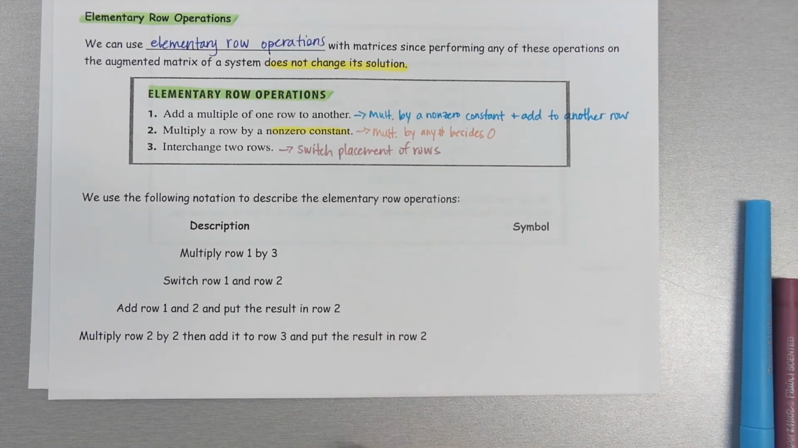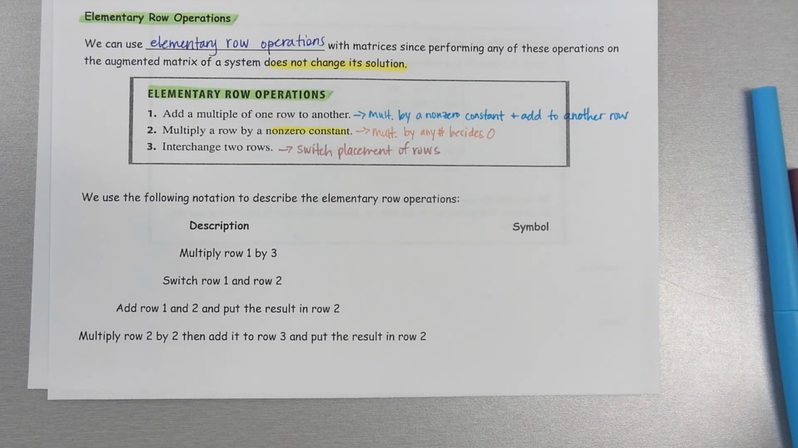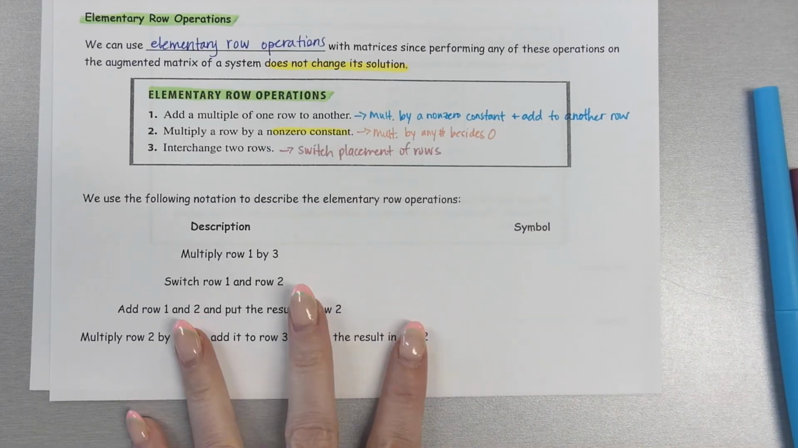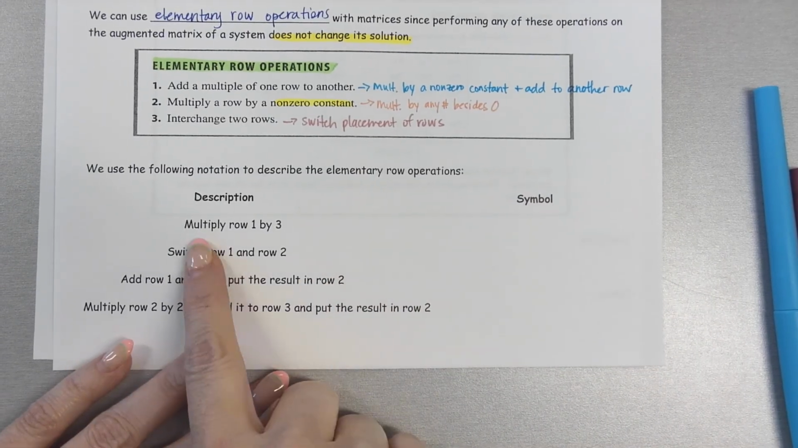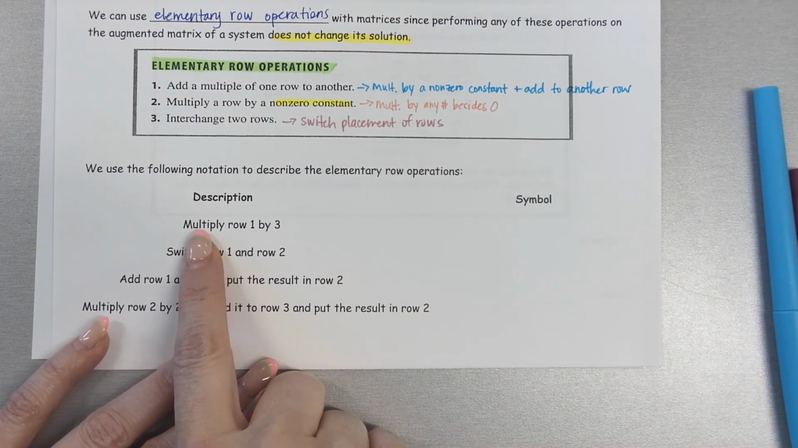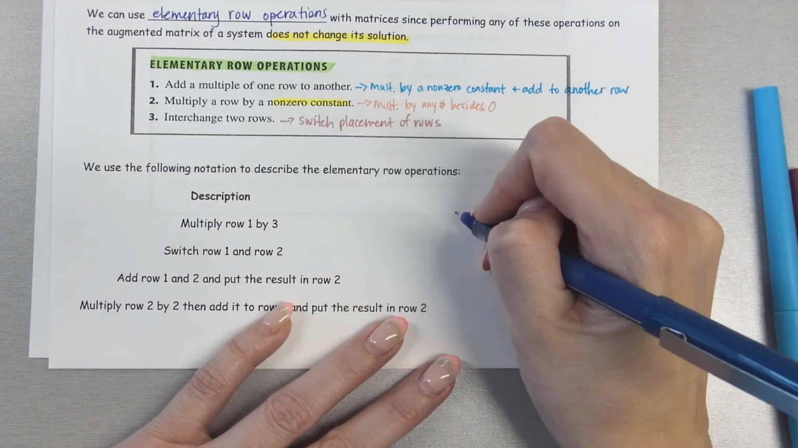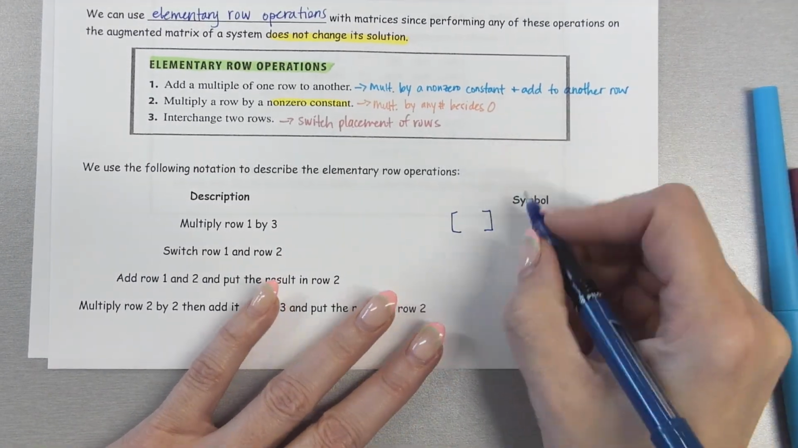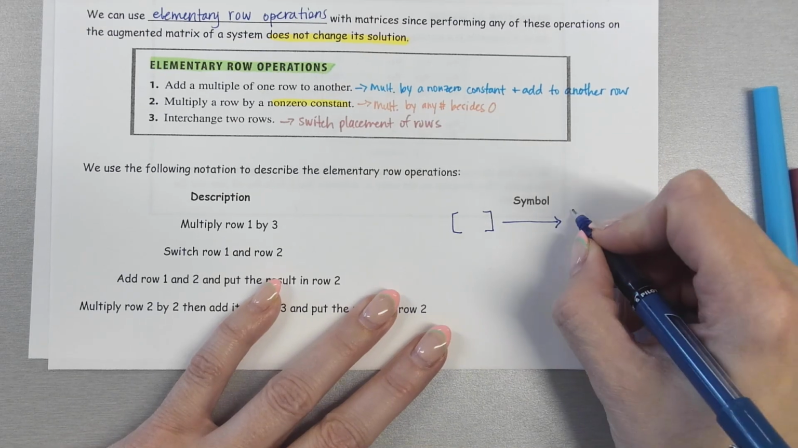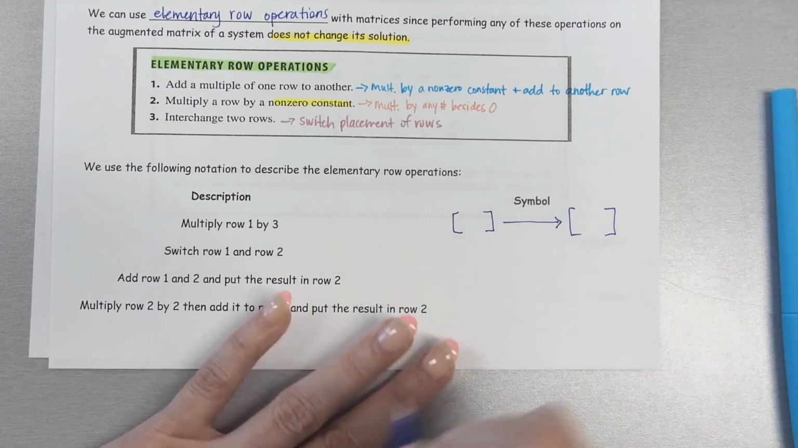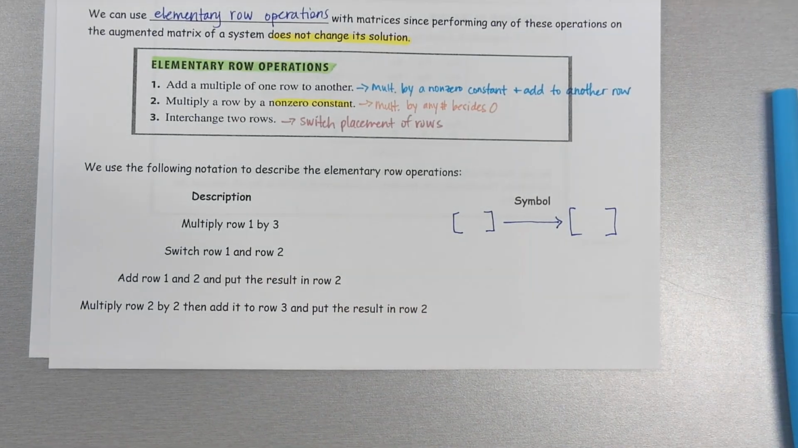And then there's special notations that we use to describe these elementary row operations. So there's certain ways we have to show what we're doing, so we're going to practice those here. So one thing you can do is multiply the first row by 3. So you have a matrix, and then you apply the operation, and then you have this new matrix.